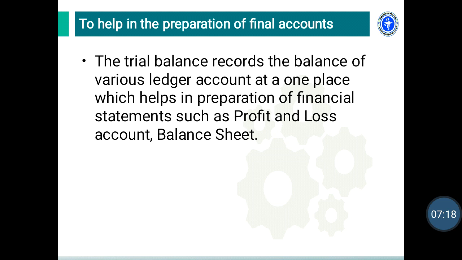Third objective, to help in preparation of final accounts. Trial balance records the balance of various ledger accounts at one place, which helps in preparation of final statements such as the profit and loss account and the balance sheet. That means after the trial balance, directly from that trial balance, financial statements such as the profit and loss account and the balance sheet get prepared, and it is very easy to prepare these financial statements when your trial balance is accurate. So these are the three objectives of trial balance.